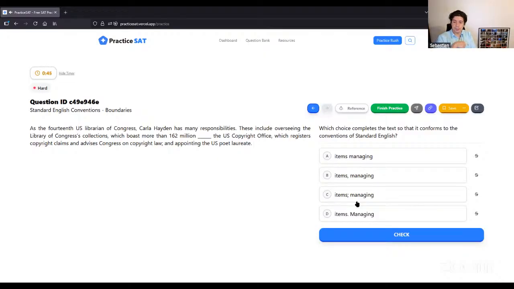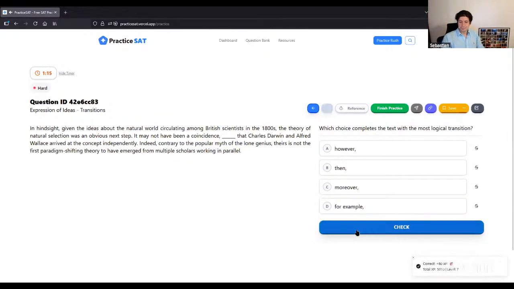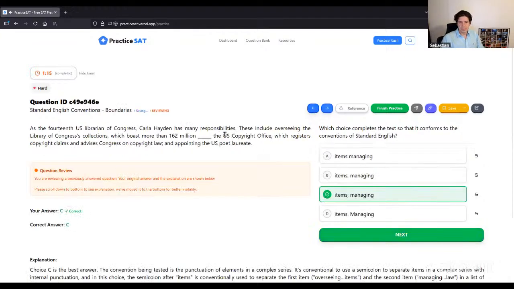Okay. So yeah, it's not C or D because there's no independent clause after. Items. So, oh, actually, you know what? I messed up. It is semicolon, because this is a list. This is a list, which boasts more than 162 million items, managing the U.S. Copyright Office and appointing. Oh my gosh, they actually got me on one where this doesn't work. Okay, good. Because with semicolons, you use them to make lists when the items within the list use commas. Otherwise you'd have too many commas going on for different purposes and it wouldn't make sense.